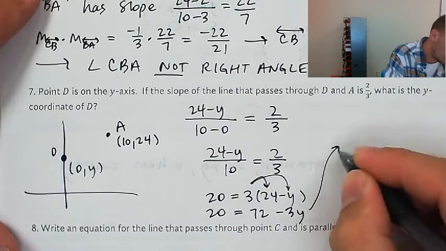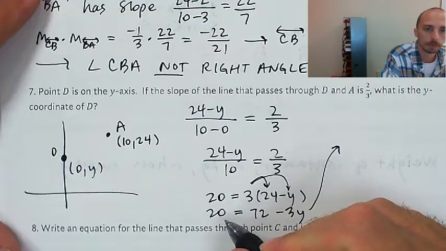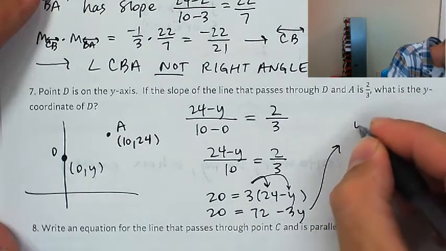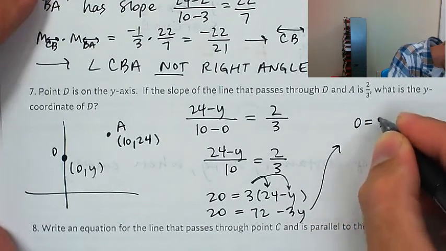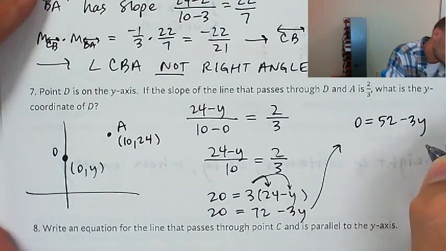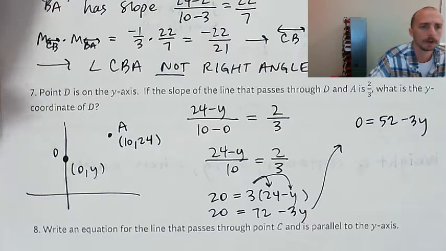Okay, I'm going to need quite a bit more room, so I'm going to come back up here. And I will subtract 20 from 72. So I'll have 0 equals 52 minus 3y. 3 doesn't divide 52. Hold on, let me make sure I haven't made an error here. I'm pretty sure it's going to be a rational number, but 52 divided by 3 seems a little off.